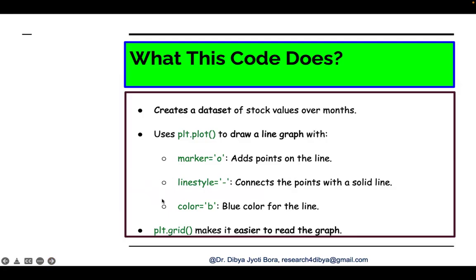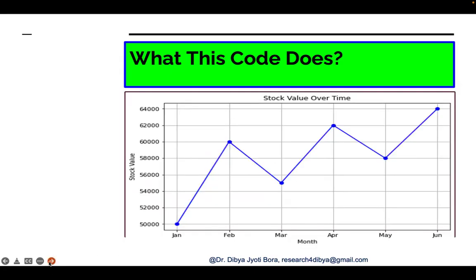After doing the practical, you get to know what these parameters are. Marker shows the points on the line, then the line style, whatever you prefer, then color, like red, blue, then this grid function. So ultimately we got an output like that.